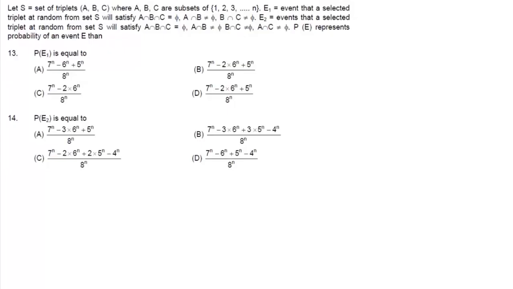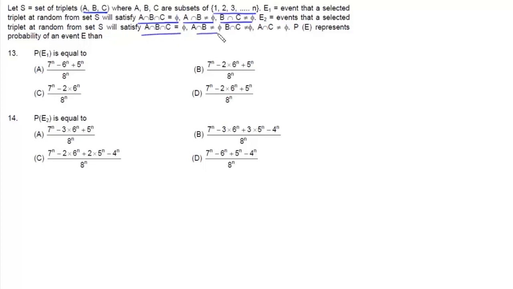Now here the question is, let S be the set of triplets A, B, C, where A, B and C are subsets of 1, 2, 3 up to n. Let A1 be the event that a triplet selected at random from set S will satisfy A intersection B intersection C equals 5, A intersection B unequal to 5, and B intersection C also unequal to 5. And A2 be the event that a triplet selected at random from set S will satisfy the condition A intersection B intersection C is 5.